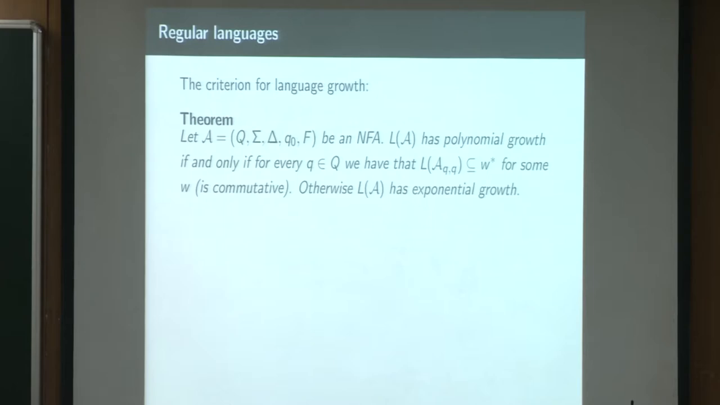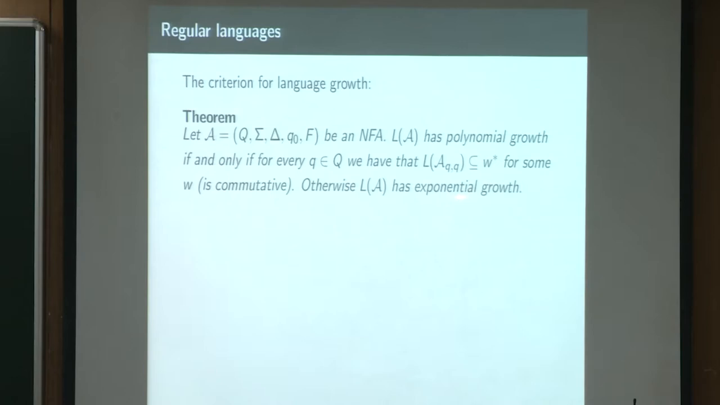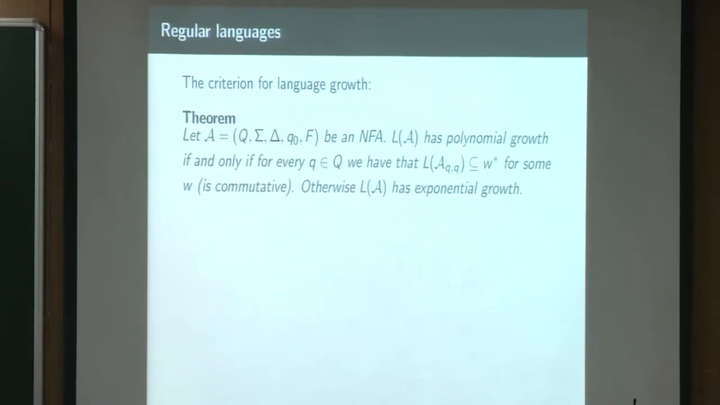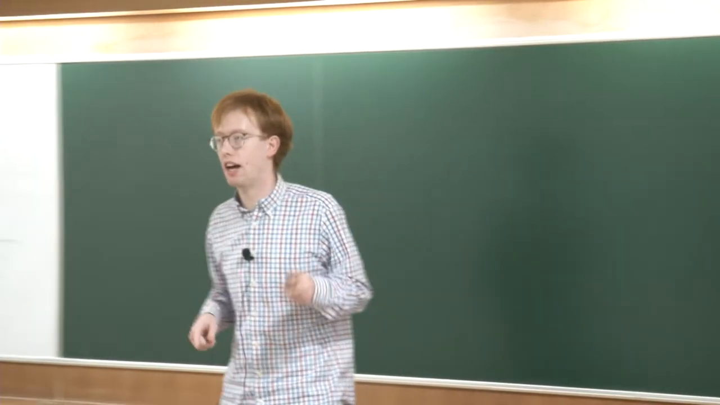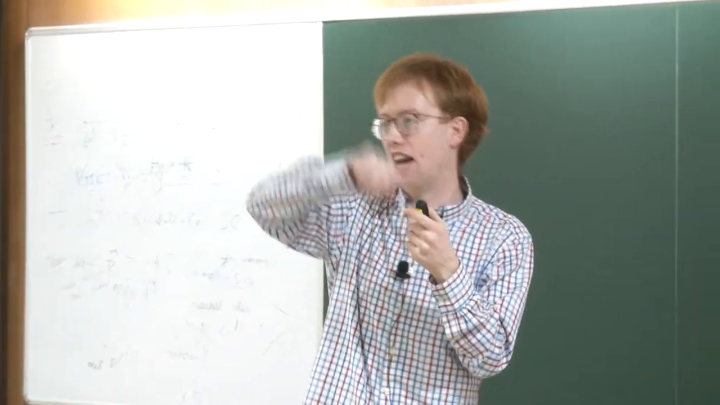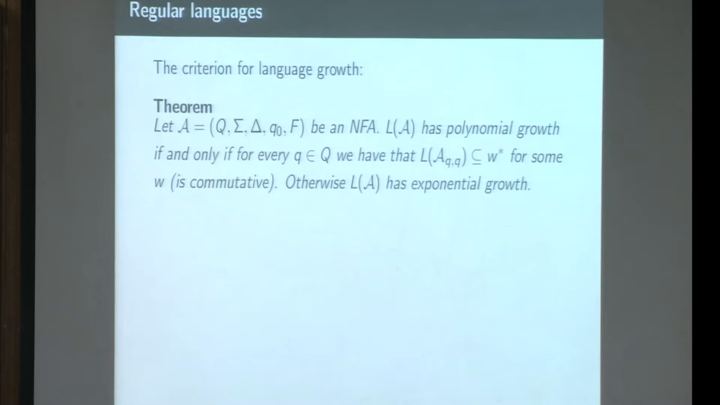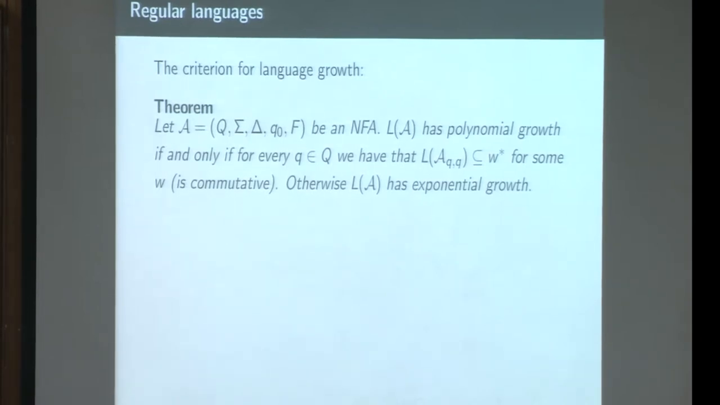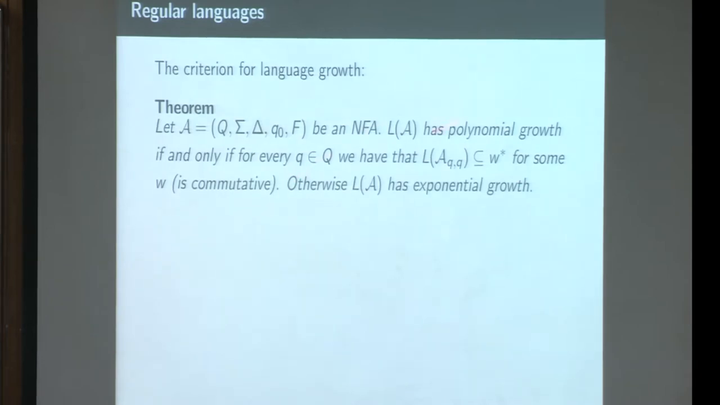Okay, so let's talk about language growth for a moment, and then we'll see how we adapt the arguments used for language growth to antichain growth. The critical condition for languages is that for each state Q, let's look at the language of words that I can get by following some path starting at Q and getting back to Q. I'll call that automaton, i.e. my original automaton but where I have to start and end at Q, A sub QQ. The critical question is whether the language of that automaton is a subset of W star for some word W. That property is called being commutative. The critical point is that if that is commutative for all Q, then your automaton has polynomial language growth, and if not, then it has exponential language growth.